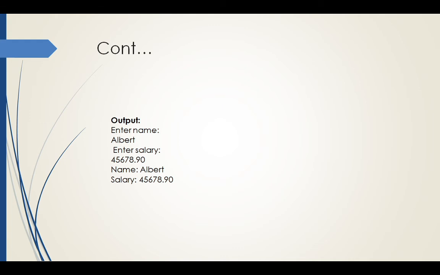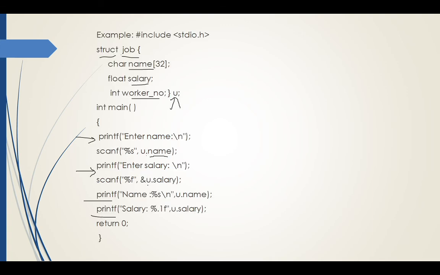First it will ask you to enter the name. Suppose I entered the name Albert. Then it asks me to enter the salary. Suppose I entered 45,678 as the salary. Then it will display the same on the output screen, name equal to Albert and salary is 45,678. The important thing here is accessing the structure member outside the structure. When you access the structure member outside, you make use of the structure variable along with the dot operator.